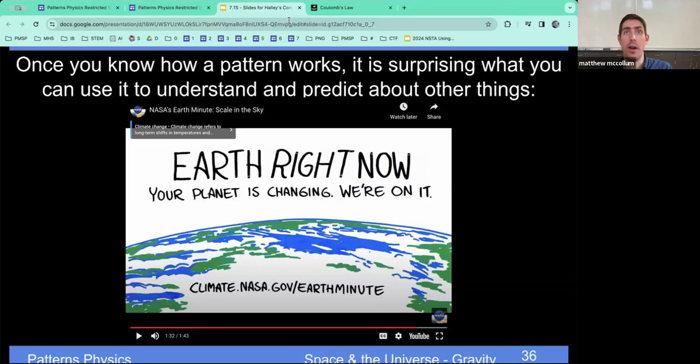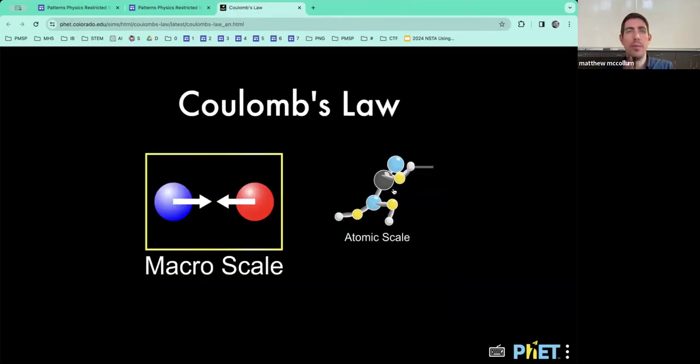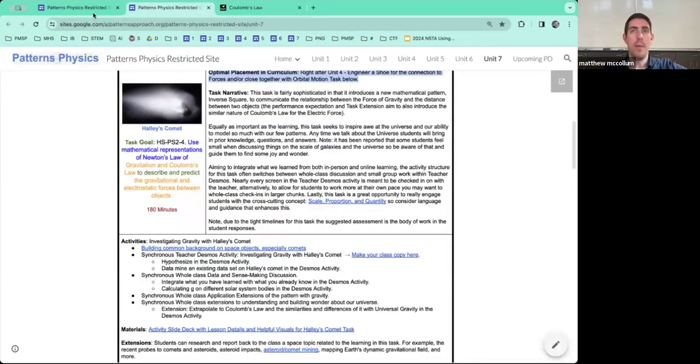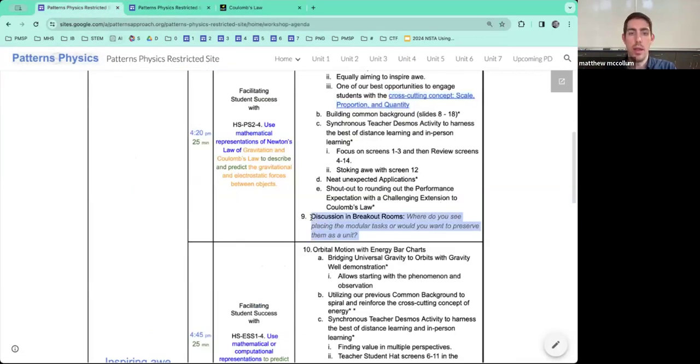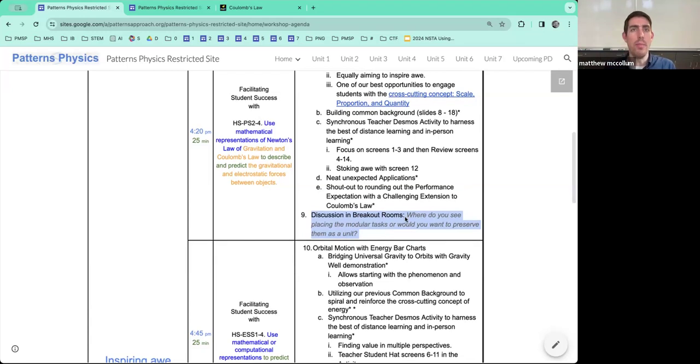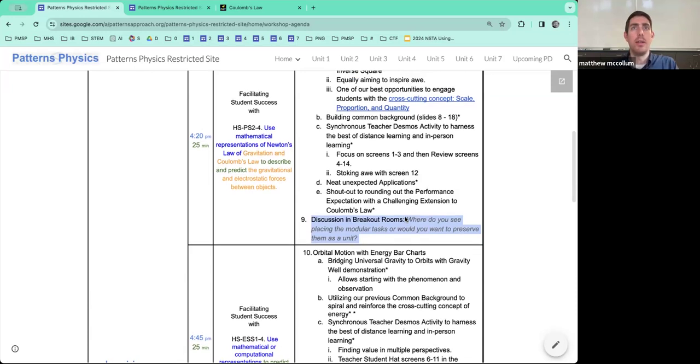We're pretty close here to a quick discussion in breakout rooms. Bradford, it looks like you have that copied. So we're going to spend 5 minutes in a breakout room and have some time to chat and see where you see placing these modular tasks, or would you prefer to save them to the end and preserve them as a full unit? Just thinking through how you might use tasks like this.